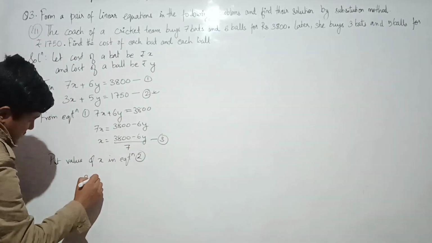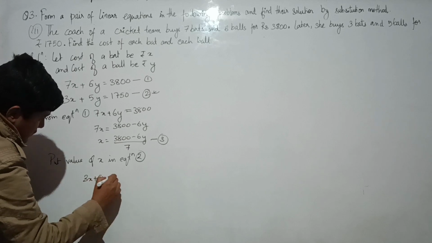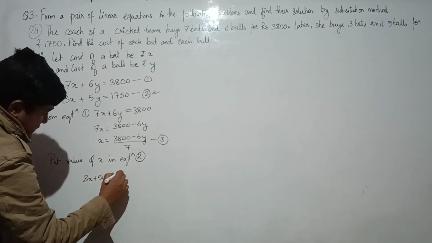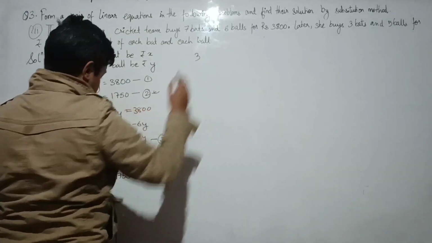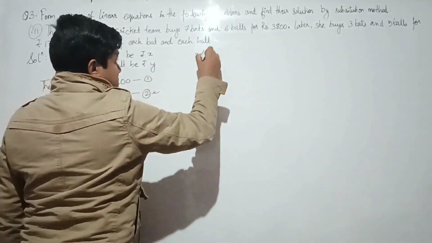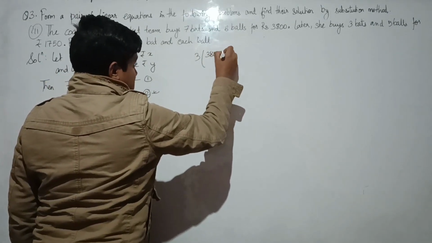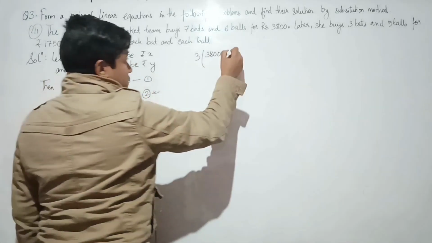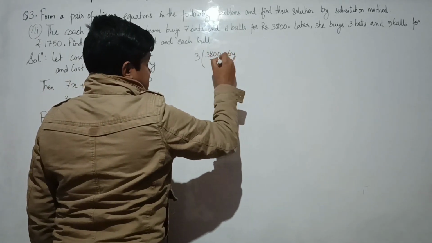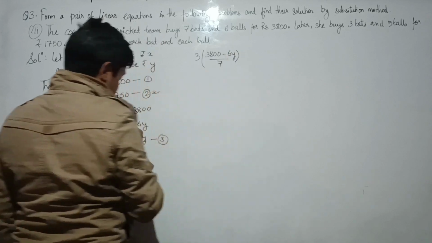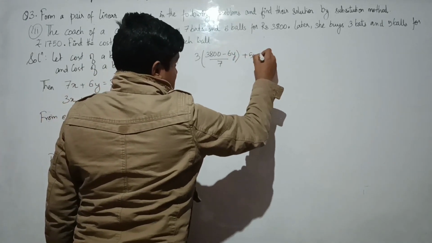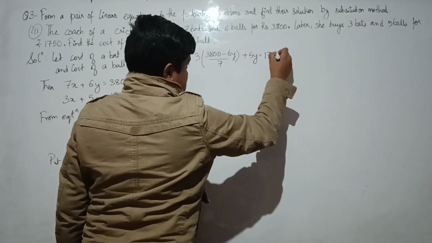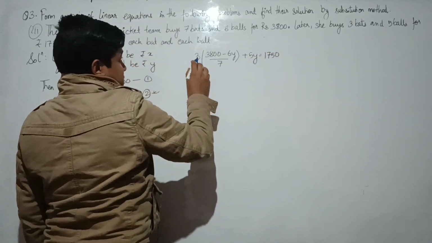So 3x plus 5y equals 1750. Let us write the equation. Now the value of x is 3800 minus 6y by 7, so 3 times that, plus 5y, equals 1750. So again calculating.